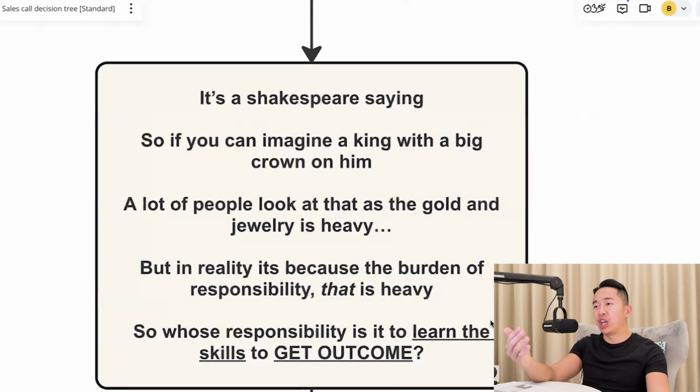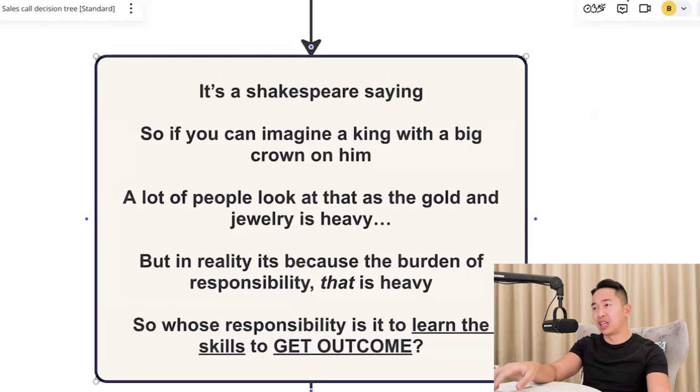So if you can imagine a king with a big crown on him, a lot of people look at that as if the gold and the jewelry is heavy, but in reality, it's because of the burden of responsibility that is heavy. So whose responsibility is it to provide more for the family? So just insert whatever they said they wanted. So essentially what we're telling them is, hey, dude, it's your responsibility. But we're putting it in a more elegant, visual way. Again, the point of analogies and stories is to help them visualize and understand the concept better.